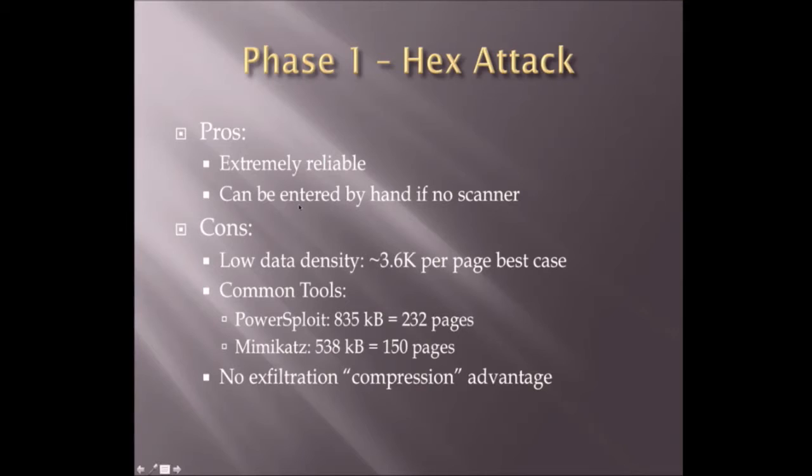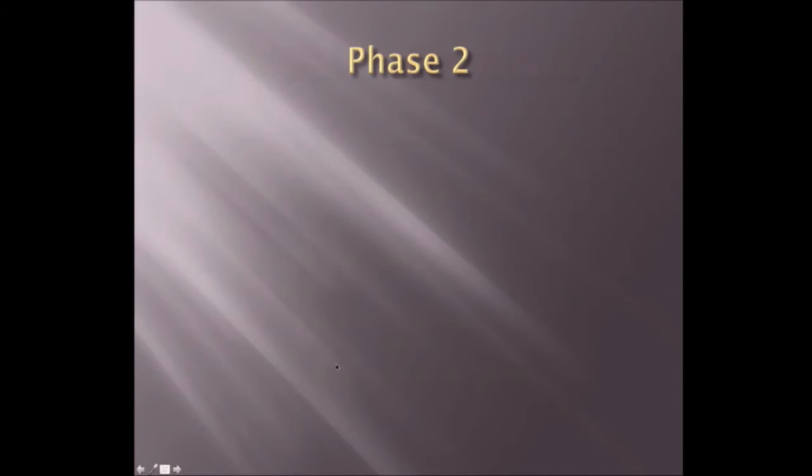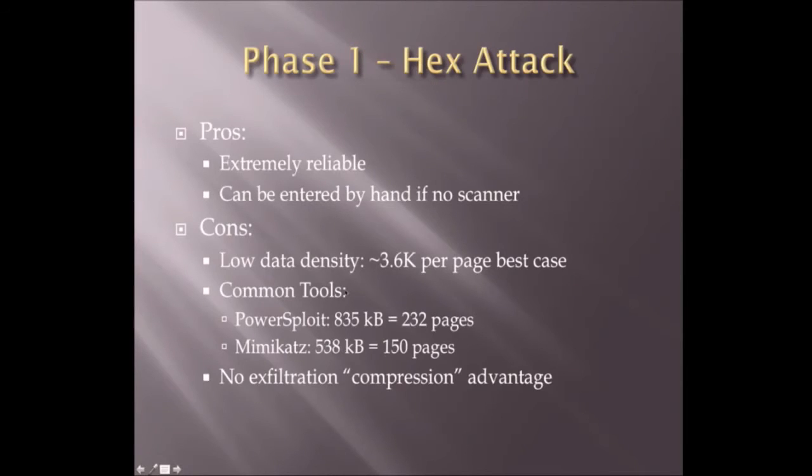The bad part is it does have a low data density, about 3.6 kilobytes of data per page. And I put some common tools here. No, go back. Put some common tools here between PowerSploit and Mimikatz. That'd be like 200 pages of data you would be trying to scan at work. So that would probably raise some flags. So that's a little too much.